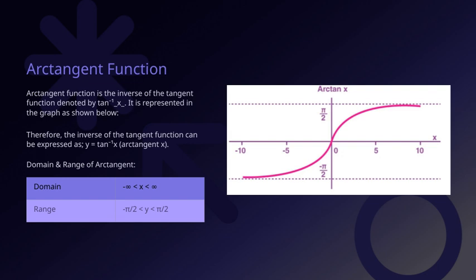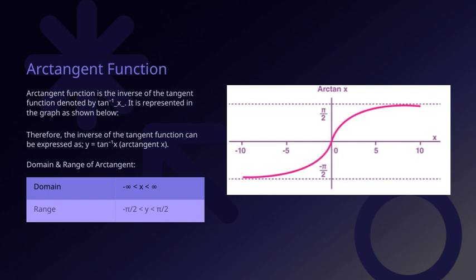The domain of the arctangent function is all real numbers, which we write as negative infinity to infinity. This makes sense because you can plug in any real number into the arctangent function, and it will give you an output. Now the range is where things get interesting. The output values, or the range, are limited between -π/2 and π/2. In other words, the function only outputs angles within this interval, which corresponds to the principal values of the inverse tangent.